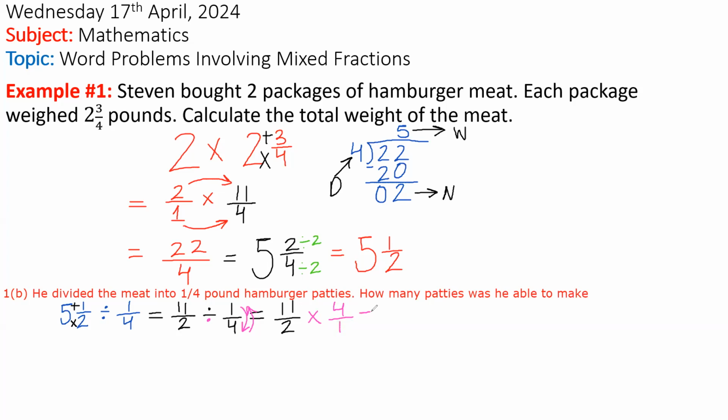It's gonna be equal to, what is 4 times 11? 44. And then what is 2 times 1? That's gonna be what? 2. 2, very good. So we have 44 divided by 2.